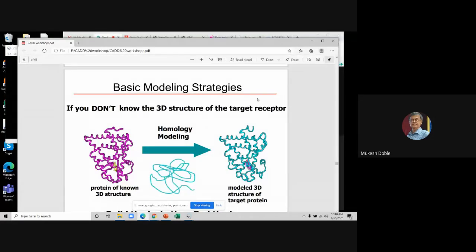So the first part is homology modeling, and the second part is the docking part. Homology modeling becomes very important.